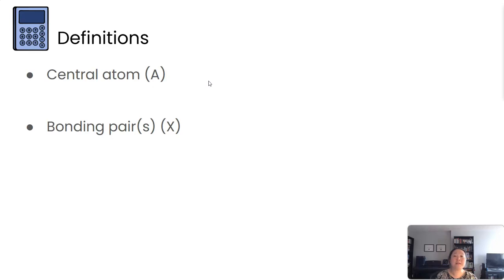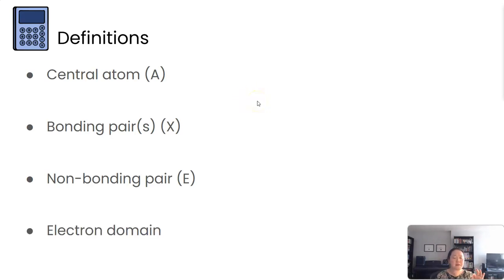You also have bonding pair or bonding pairs. This is where you have an electron pair or pairs between two different atoms, so there's a covalent bond between them. We also have non-bonding pairs. So there is an electron pair, but there's no bond. An electron pair that has no bond is going to be a lone pair.